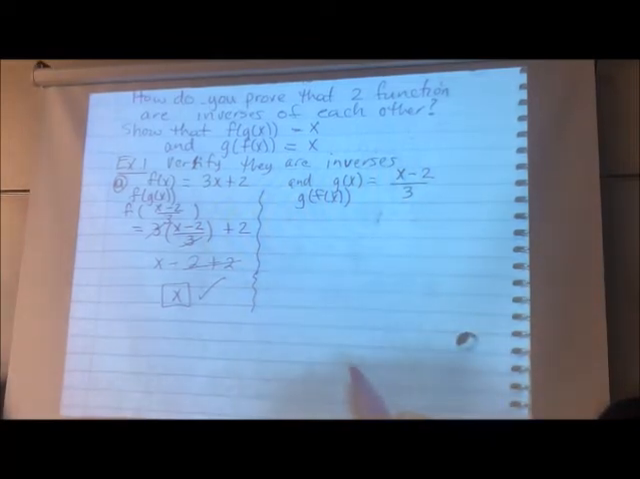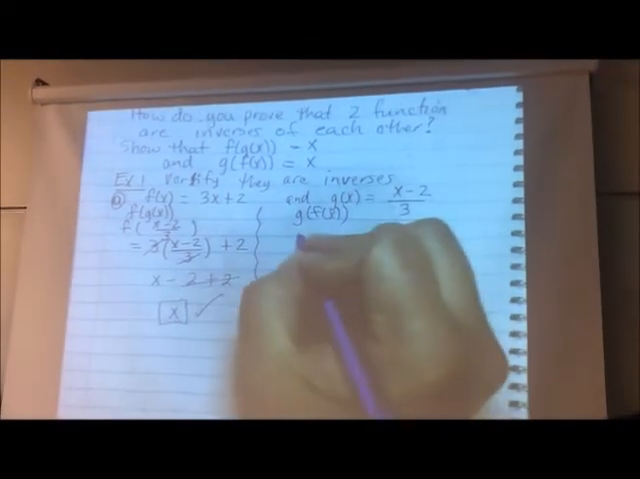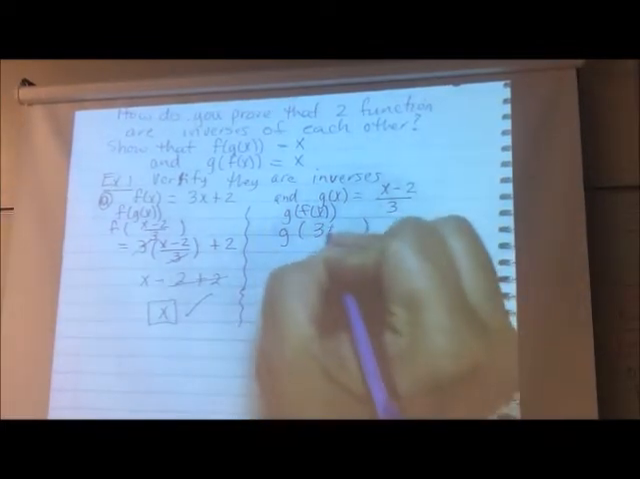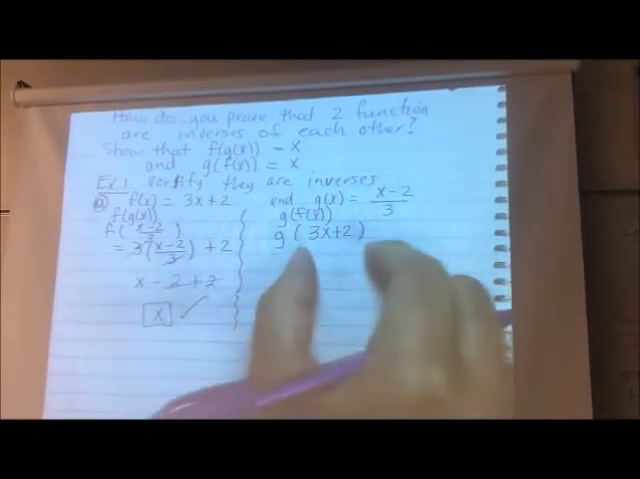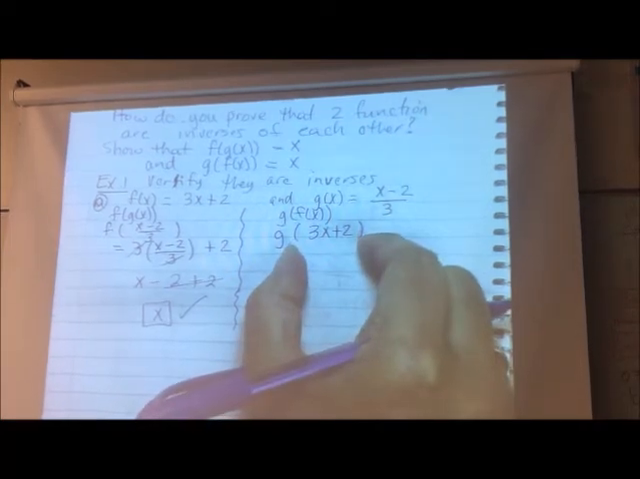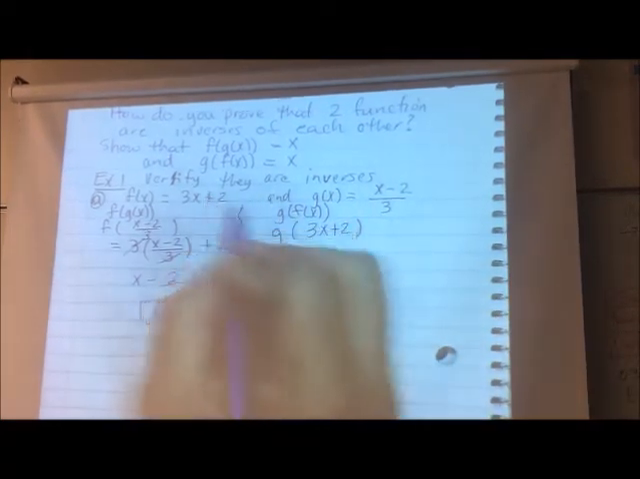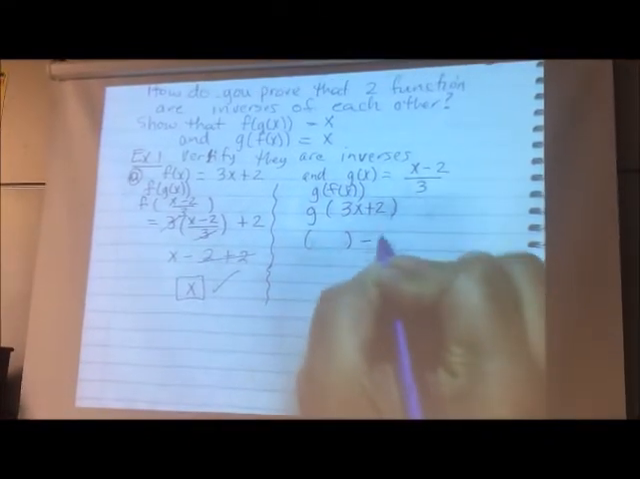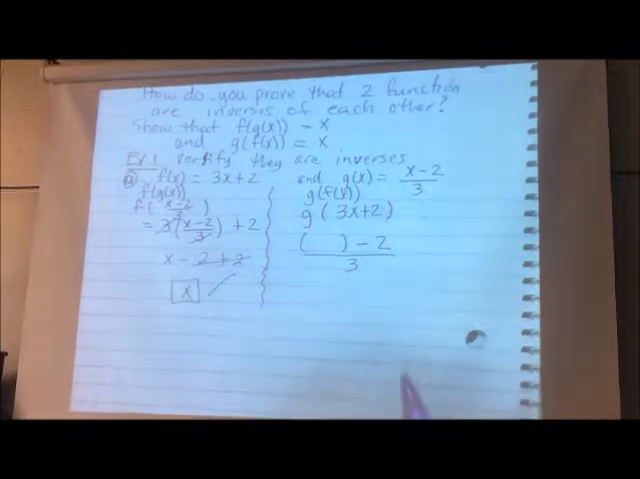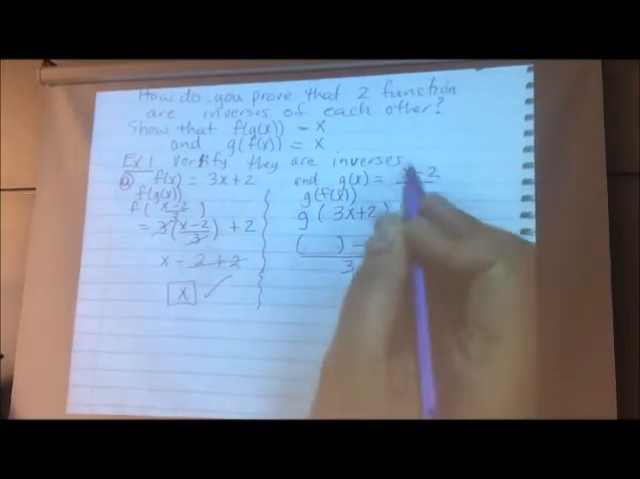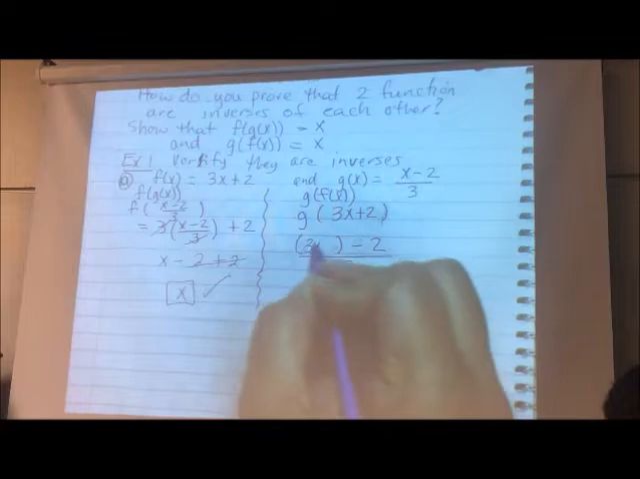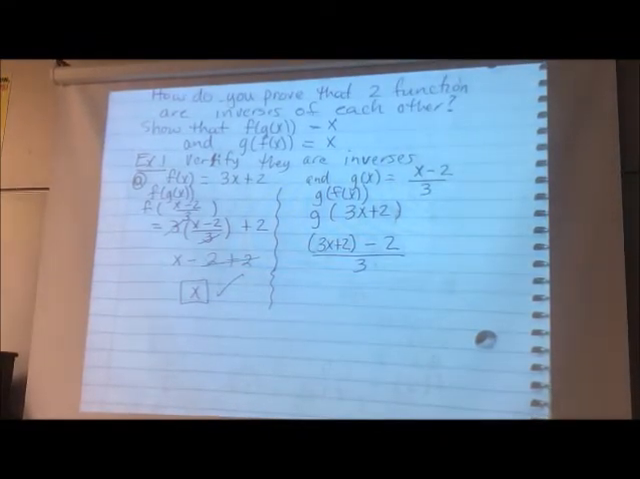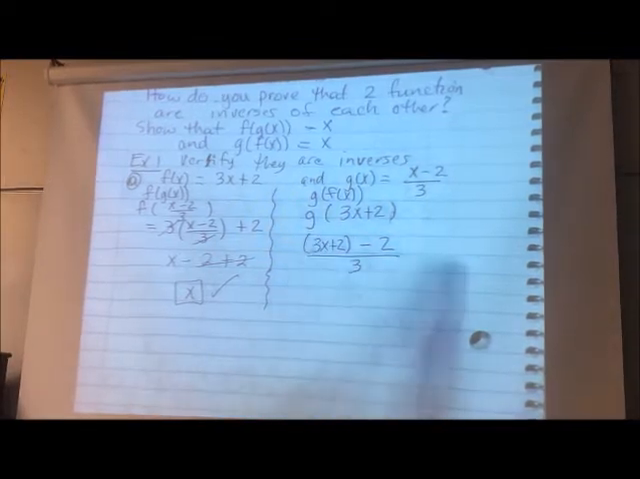You have to do it the other way around also. So this now becomes g of f of x. Who's my f of x? 3x plus 2. And who do I plug in this 3x plus 2 for? Every x in g. g of x. So I have x minus 2 divided by 3. Who do I plug in for the x? 3x plus 2. So when I look at that, 3x plus 2 minus 2 divided by 3, what can I do?